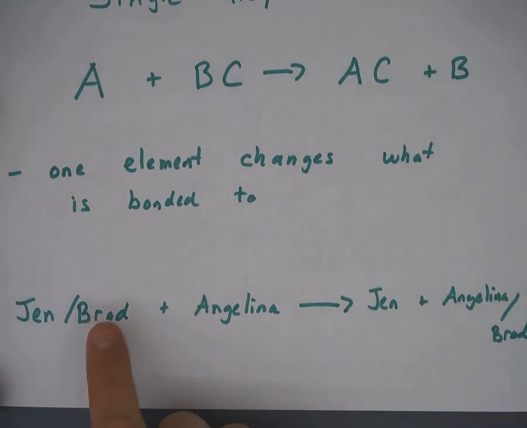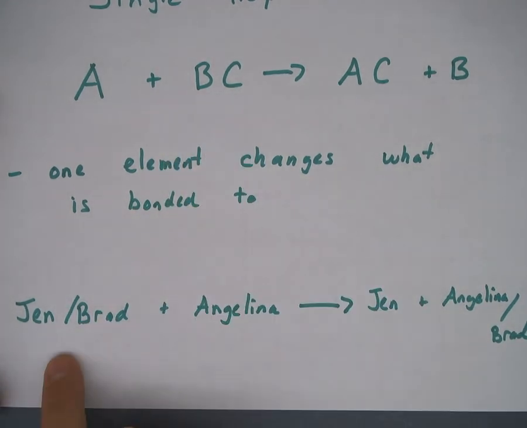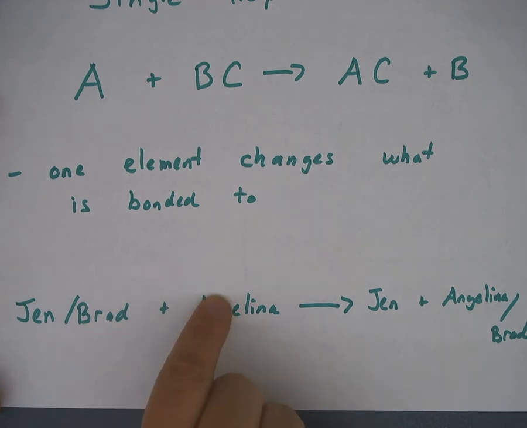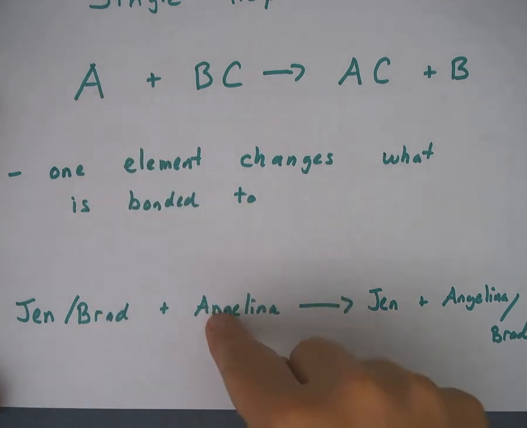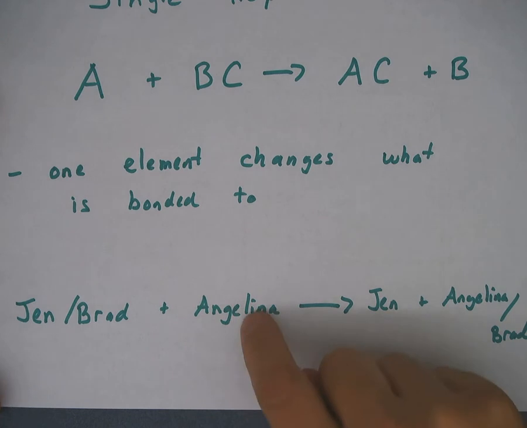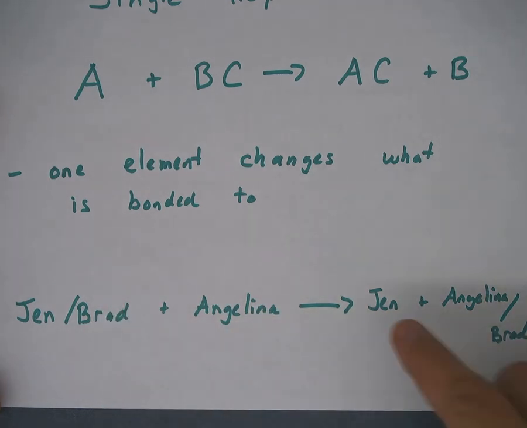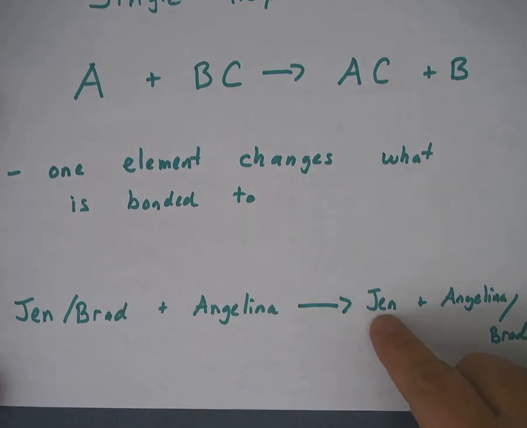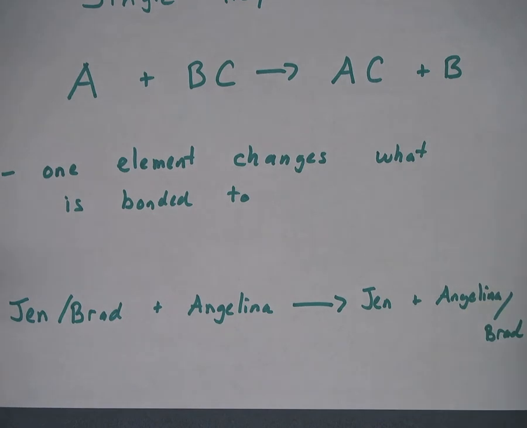All right. Here's Jen and Brad. They're a couple. That would be like the BC, a couple together. And Angelina is all by itself. That would represent A. And then there's a switch. Brad switches partners. Now Jen is stuck by herself, and Angelina is with Brad. Okay. And so single replacement reactions are really, really common in the chemistry world where one element changes places.